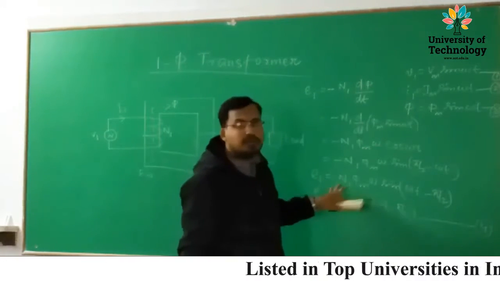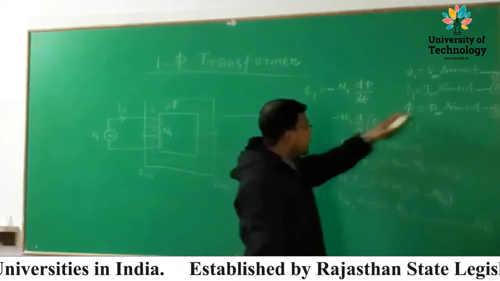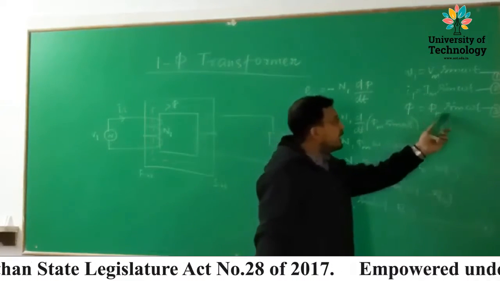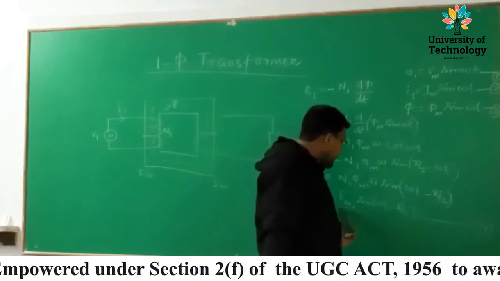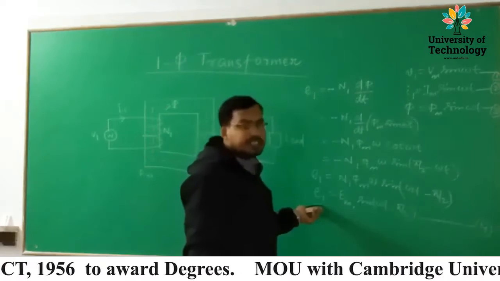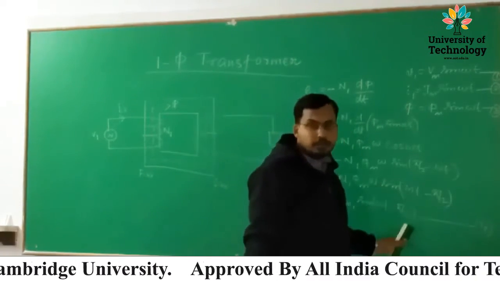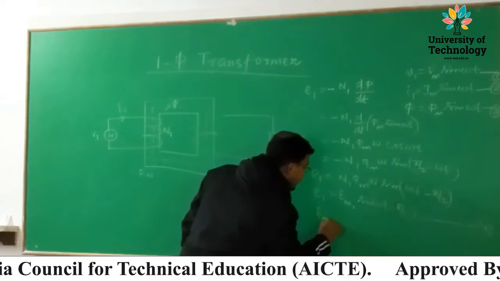This is the maximum value of EMF which is induced in the primary side, and if we compare equations 3 and 4, from this we can get that here we have phi m sin omega t and here we are getting Em1 sin(omega t minus pi by 2). This means the EMF which is induced is lagging the flux by an angle pi by 2.